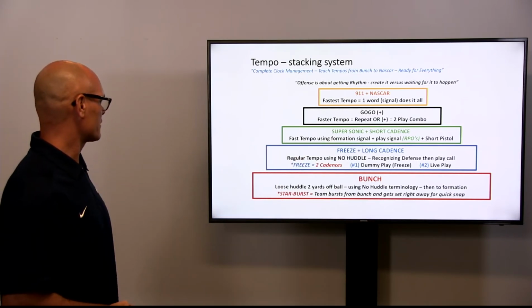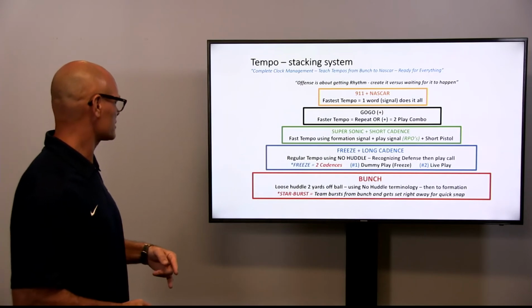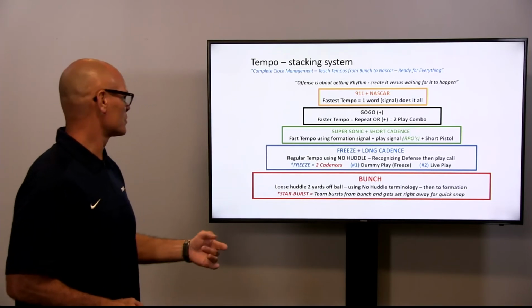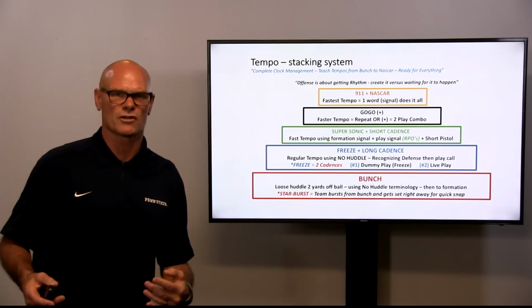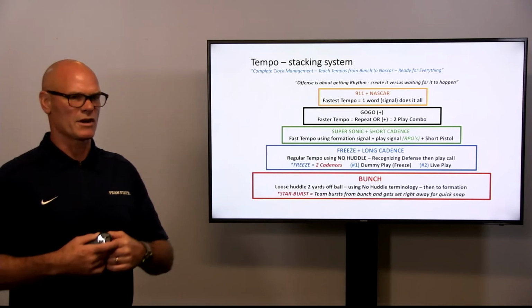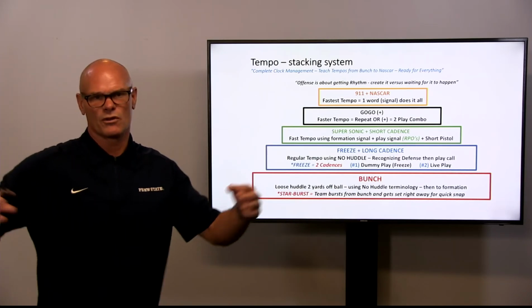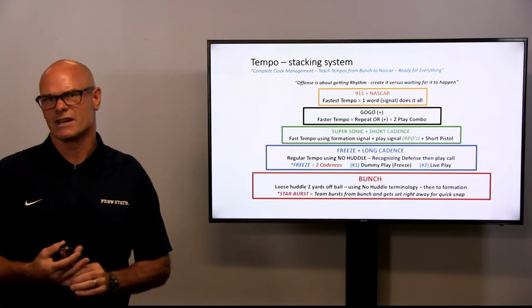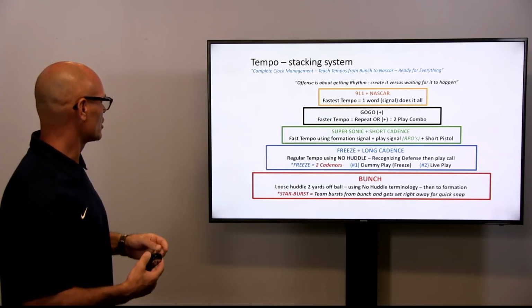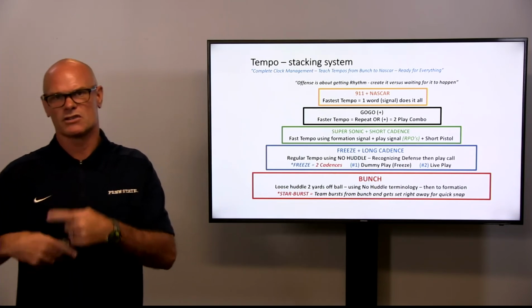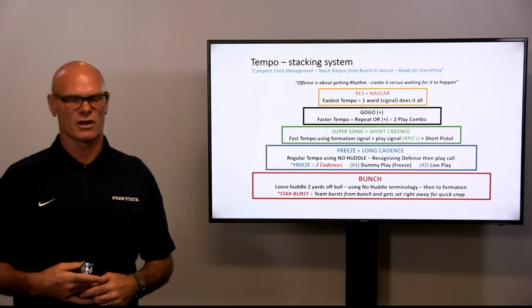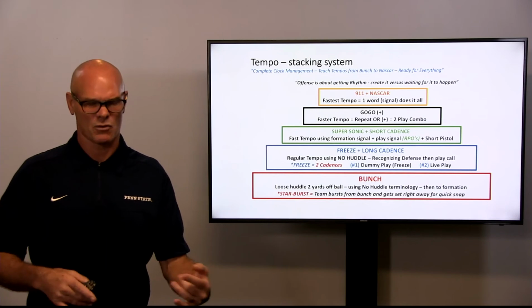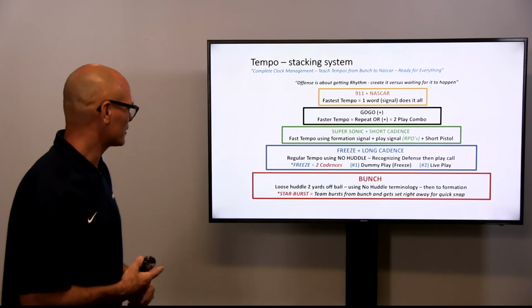Our regular one is just our regular freeze or long cadence. You can go in what we call a supersonic or short cadence, which we like to use with our RPOs, because with an RPO, you're going to be good with whatever the defense gives you. So you don't need as much time to recognize the defense. We do what's called our go-go tempo, which simply means a traveling sign, and then that means we're going to run the exact same play and formation we did the previous play.